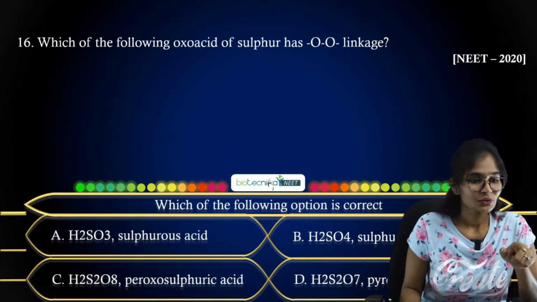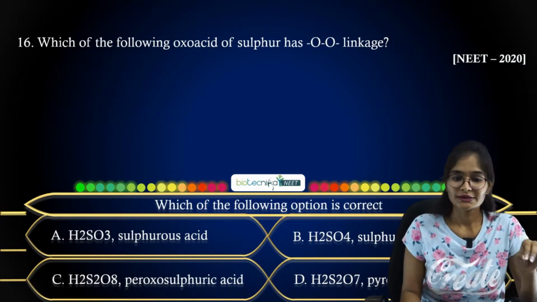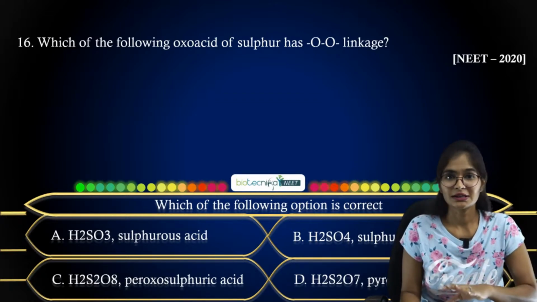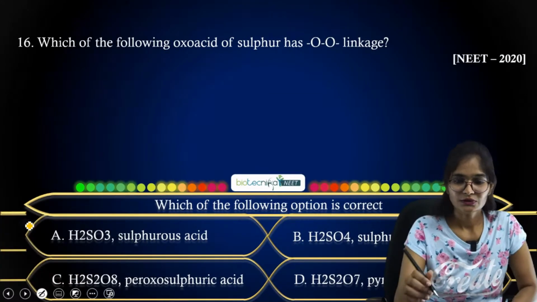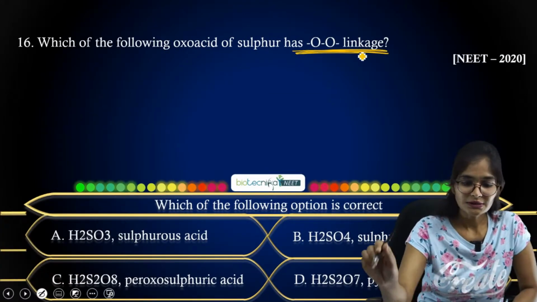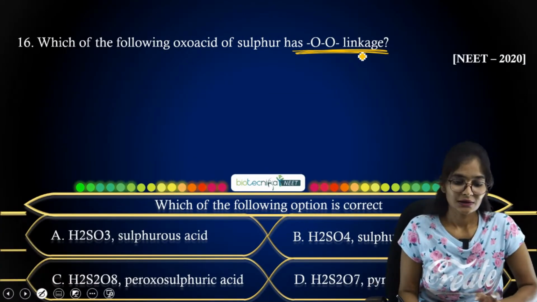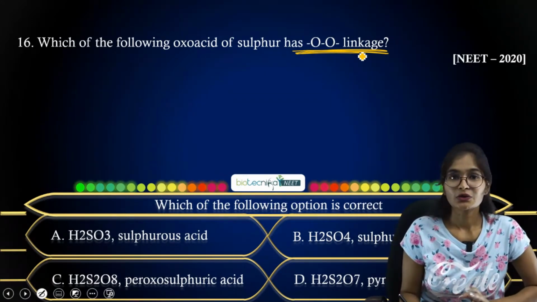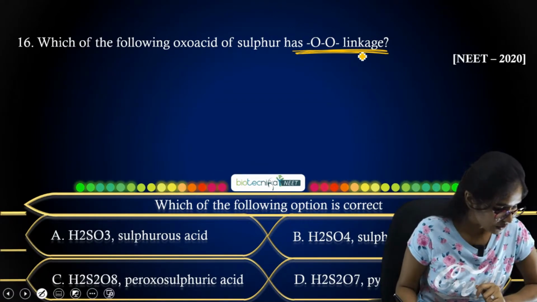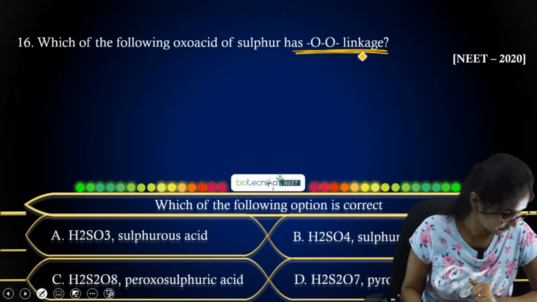So coming to the sixth question: which of the following oxo acids of sulfur has an oxygen-oxygen linkage? So now you have to consider with respect to what? Oxygen-oxygen linkage. So they have given four options: H2SO3, that is sulfurous acid, sulfuric acid, peroxosulfuric acid, and pyrosulfuric acid. Okay, so what answer will you get for this question?